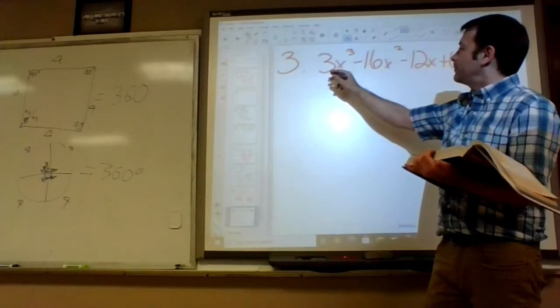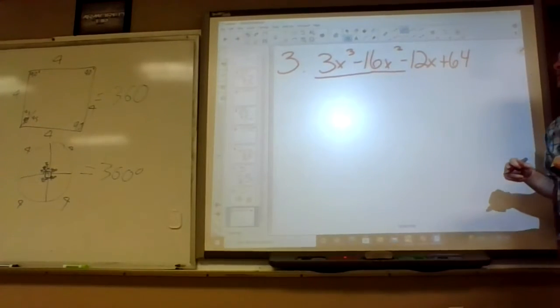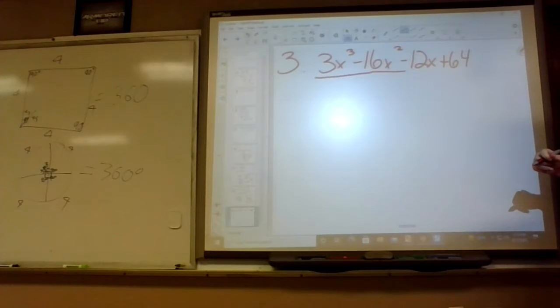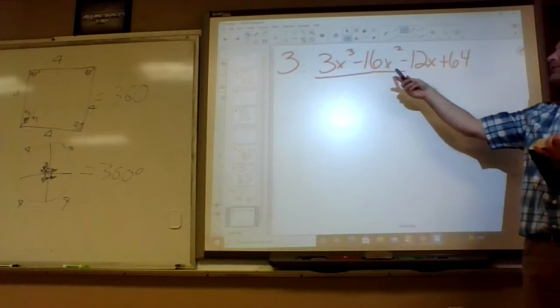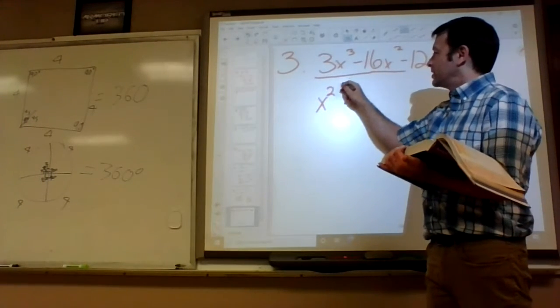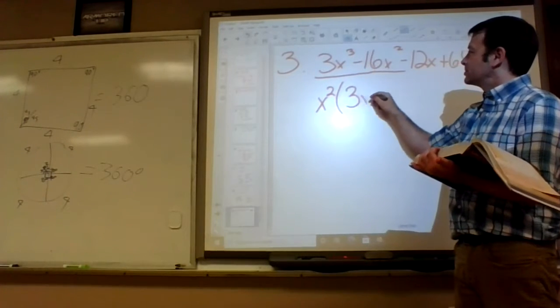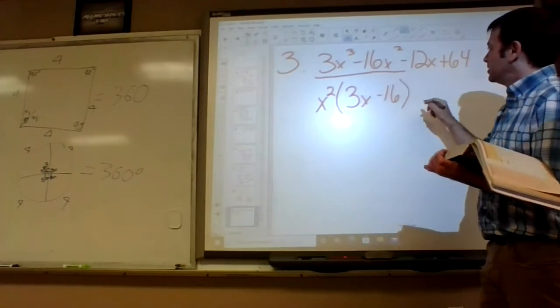On the first 2 terms, what can we take out of those 2? I can take an x squared out of both of those. And then what's left if I take an x squared out? 3x minus 16.